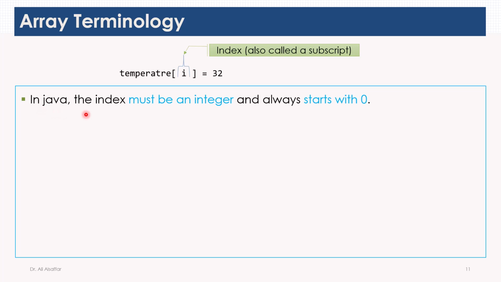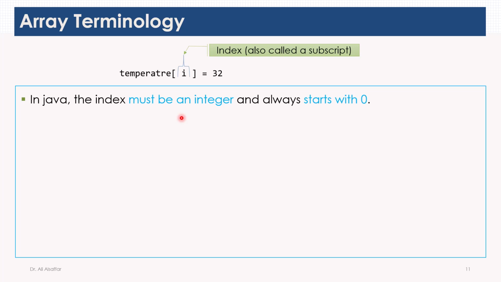In Java, the index must be an integer, and you already know that it should always start with 0, and it should never exceed the size of the array, not even equal the size of the array. So when you allocate, let's say, 100 elements for an array of type double, then you cannot save into location 100. You can save into the locations 0 up to 99.